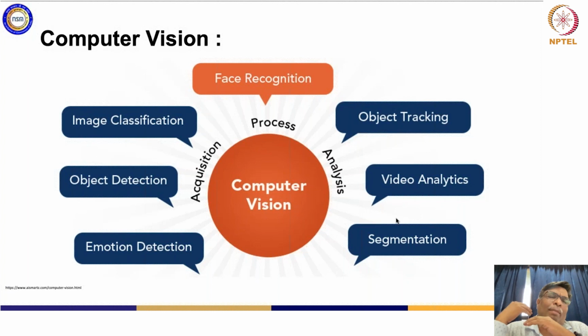Now you have got applications of emotion detection, object detection, image classification, face recognition, then you have object tracking, video analytics, and segmentation. So these are various applications which computer vision experts try to work on. And one of the things which we would be concentrating on today is video analytics, right? So this is what would be the concentration of today's work.